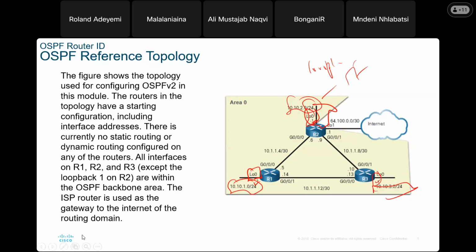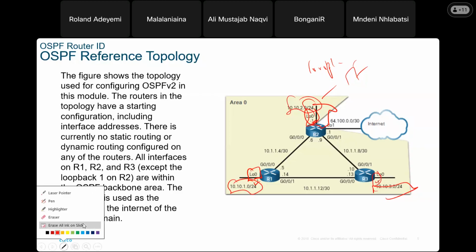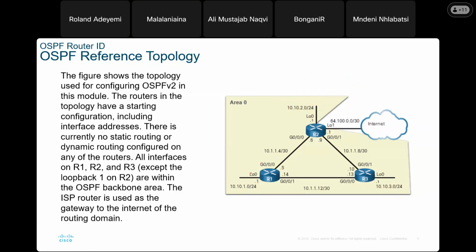Now, if you take a look at this topology very well, you will see that router 1 is directly connected to 3 networks. This one, and this one. So router 1 wouldn't know about this network. He wouldn't know about this network. He does not even know how to go to the internet.